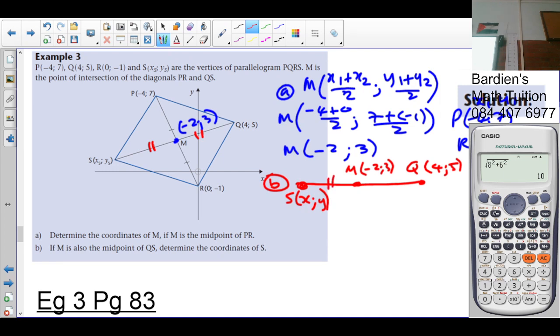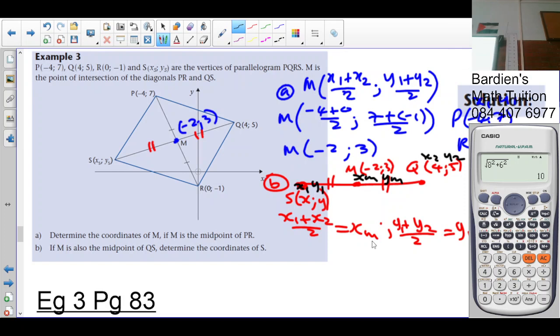So what do I do? I use the midpoint formula again, which is x1 plus x2 over 2 is going to give you your x midpoint. Okay? And y1 plus y2 over 2 is equal to the y midpoint. So if this is x1, y1, x mid, y mid, x2, y2. Okay, I'm going with that now.